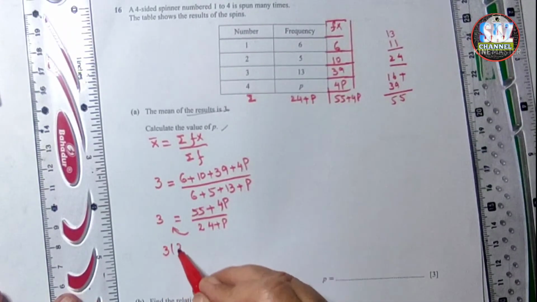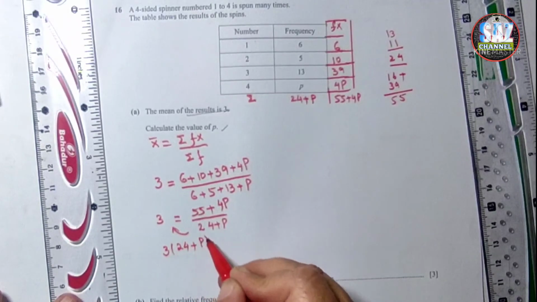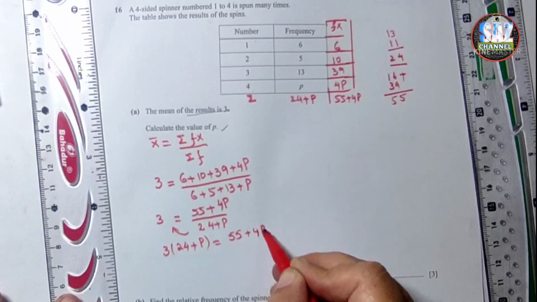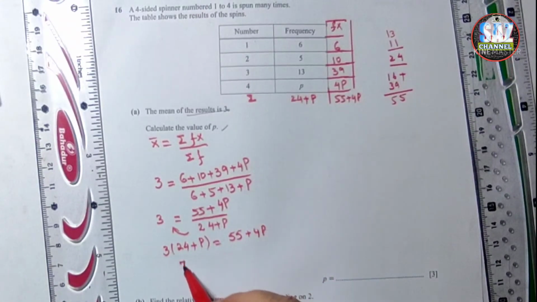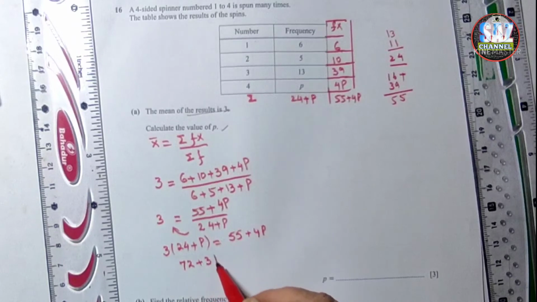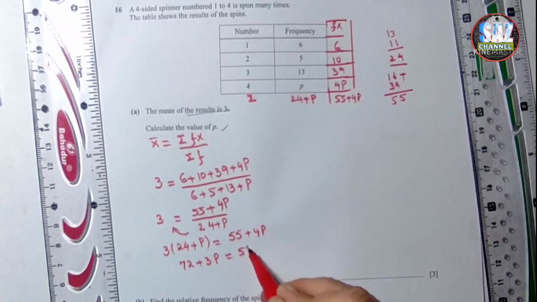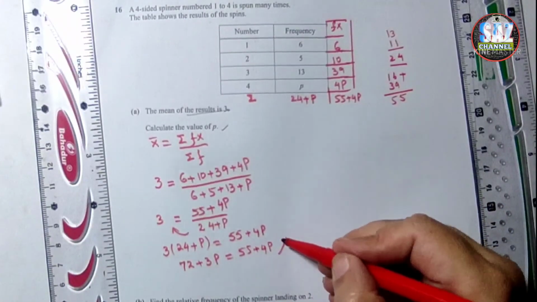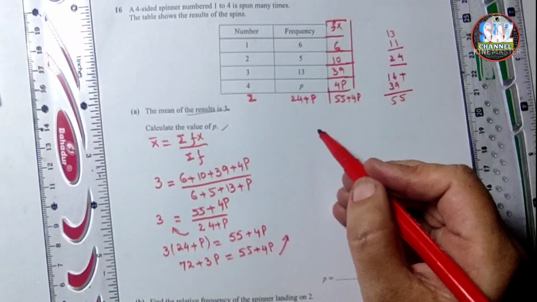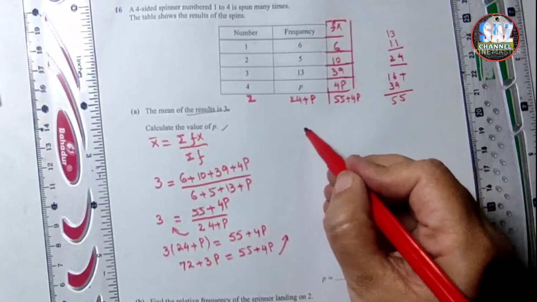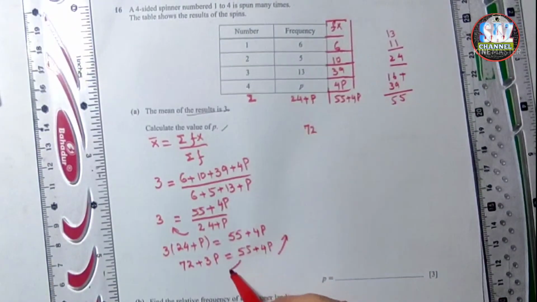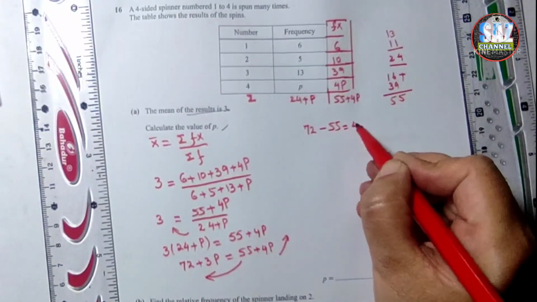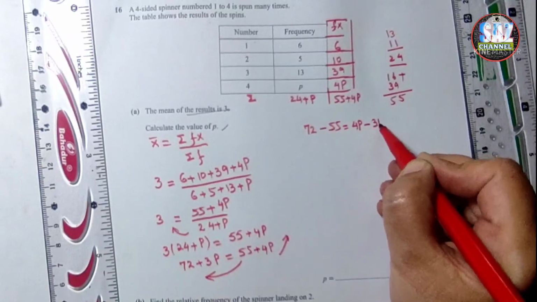3 into 24 plus p equals 55 plus 4p. 3 times 24 is 72, plus 3p equals 55 plus 4p. Simple linear equation. You should have good command on algebra. 72 minus 55 equals 4p minus 3p.